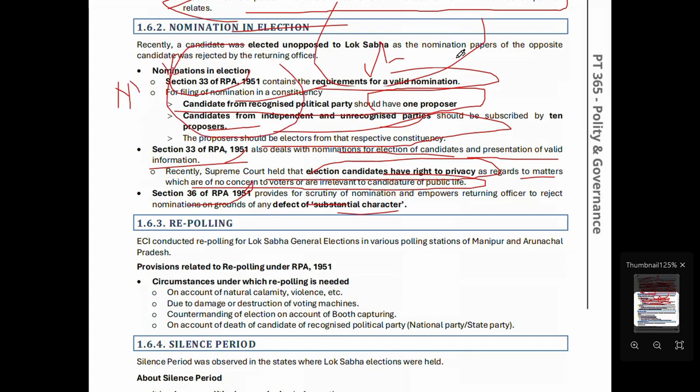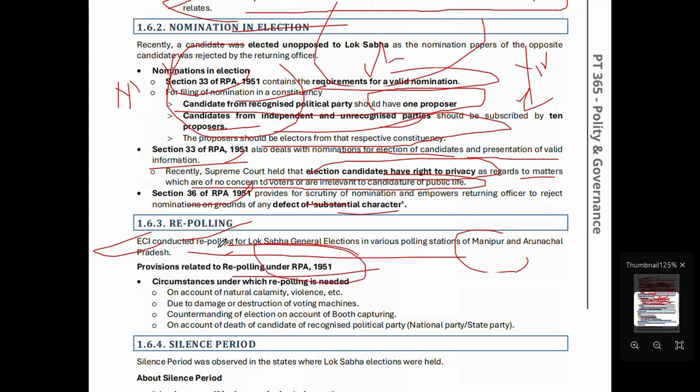Repolling. The Election Commission of India conducted repolling in the Lok Sabha general election in Manipur and Arunachal Pradesh. What is the provision of repolling? Under the Representation of People Act 1951, in which circumstances will repolling happen? On account of natural calamity, violence, damage or destruction of voting machines, booth capturing, or on account of the death of a candidate of a recognized political party, whether national party or state party. Okay, this is all about repolling.